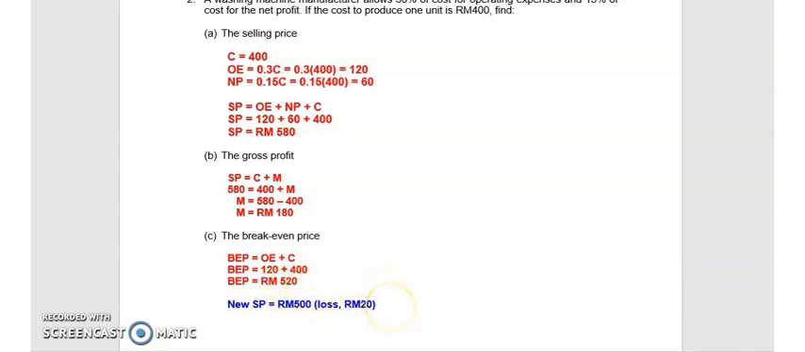Okay, what if I put the new selling price equal to RM 520, which is equivalent to your break-even price? In this case, we call it a break-even exit, because your break-even price is equivalent to your new selling price. You did not gain any profit and you did not suffer any loss.